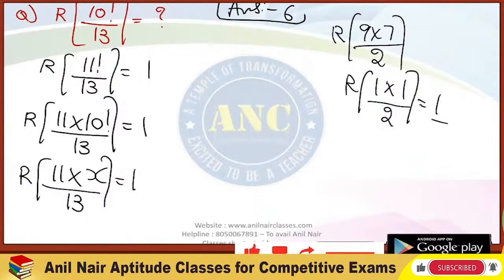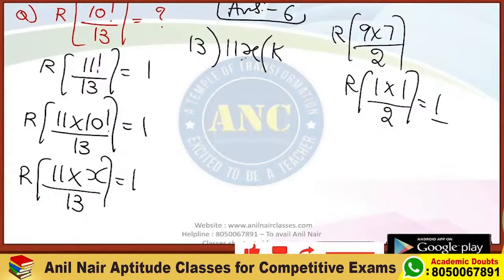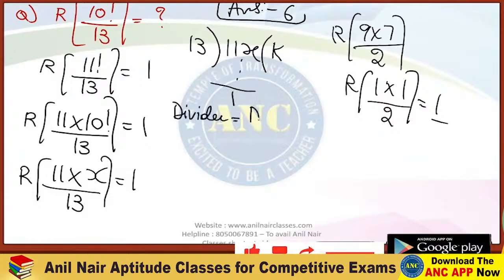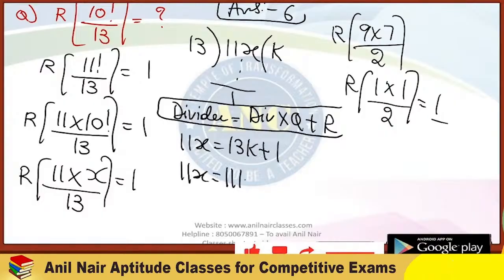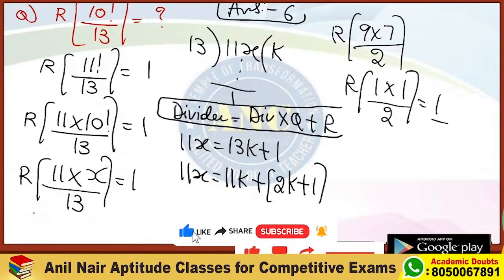Are you all with me? If I further divide, the answer will not change. 11x is divided by 13. I don't know the quotient k, but I know the remainder as 1. What is the concept? Dividend equals divisor into quotient plus remainder. 11x is nothing but 13k plus 1. 11x is nothing but 11k plus 2k plus 1.